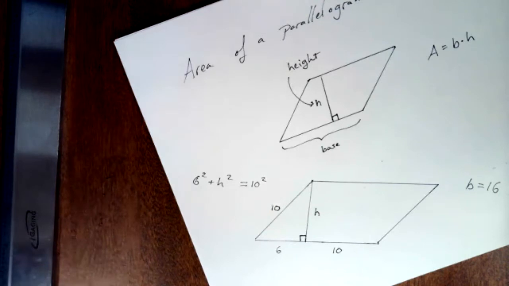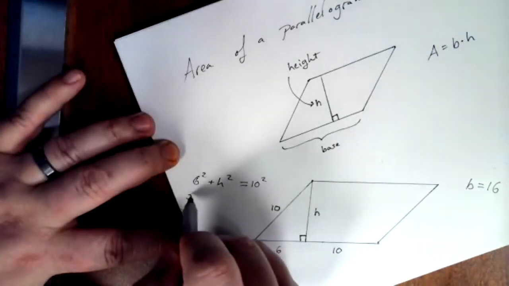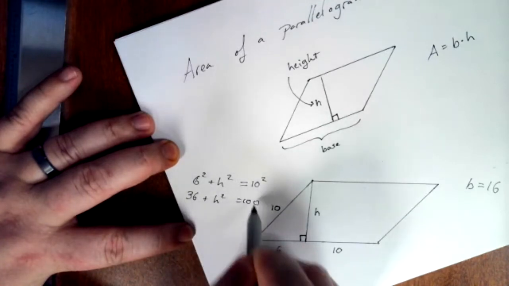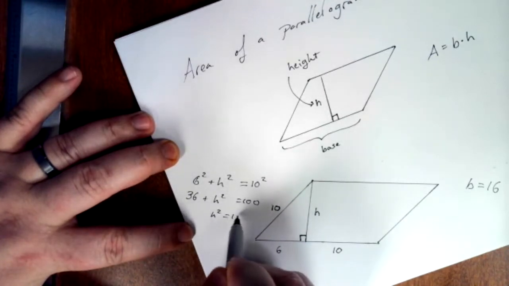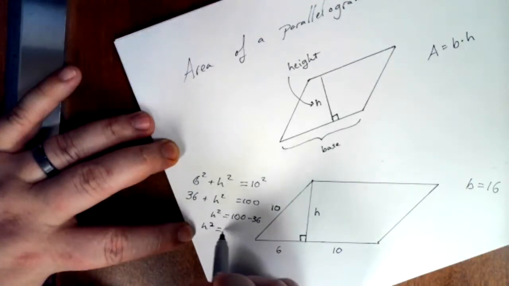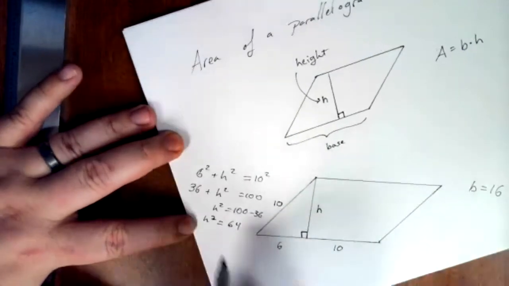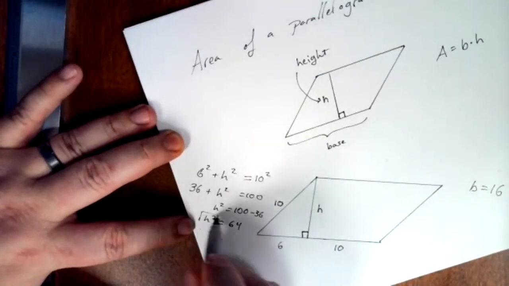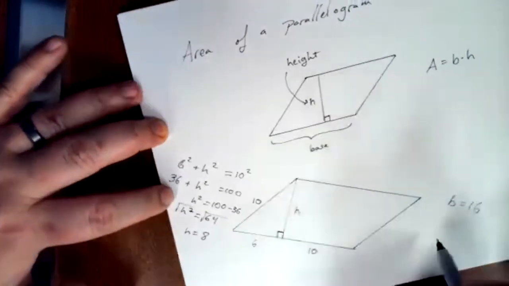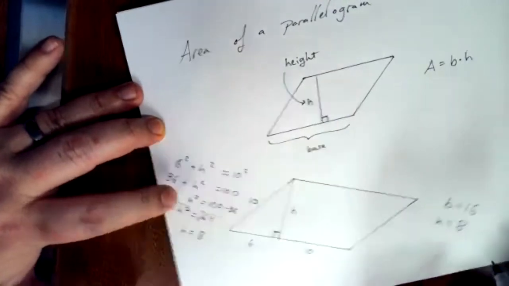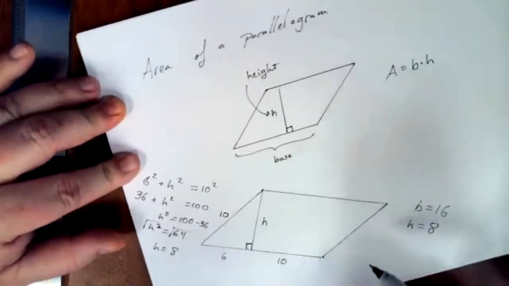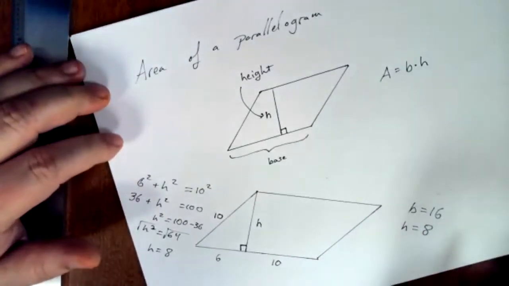Okay, good. A lot of great answers. So 36 plus h squared is 100. H squared is 100 minus 36. H squared is 64. So h, remember you got to square root both sides, is 8. So now I have my height is 8. So now find me the area of the parallelogram, now that you know all of this.